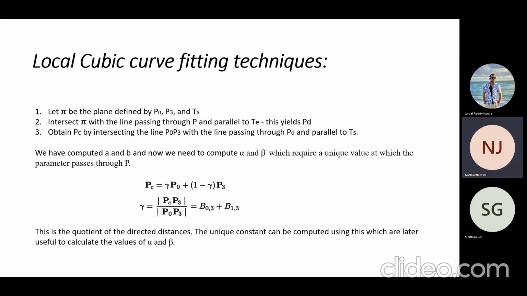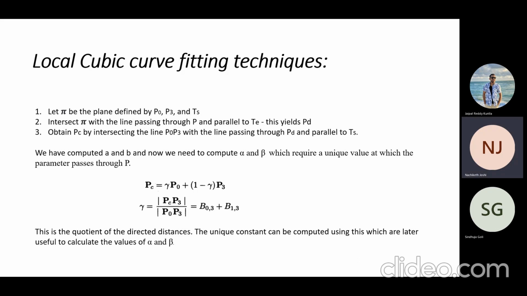Let pi be the plane defined by P0, P3 and TS. Intersect pi with the line passing through P and parallel to TE. This yields PD. Obtain PC by intersecting the line P0, P3 with the line passing through PD and parallel to TS.